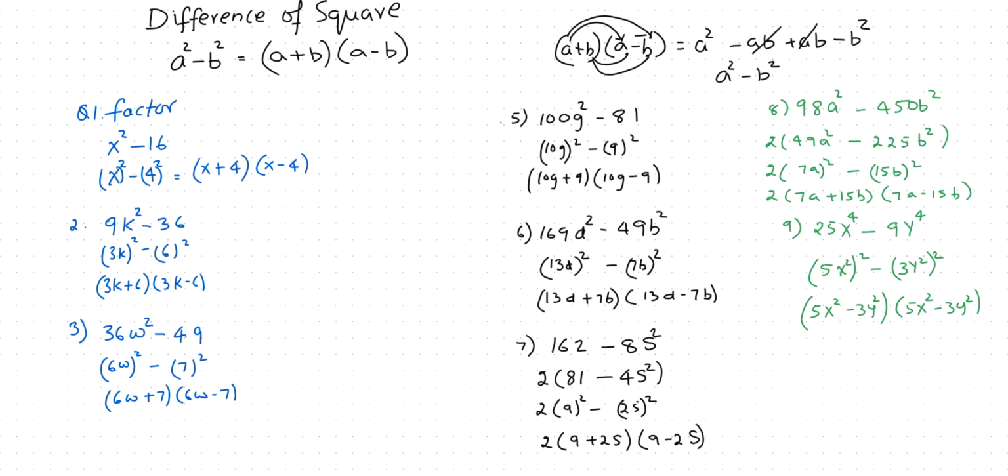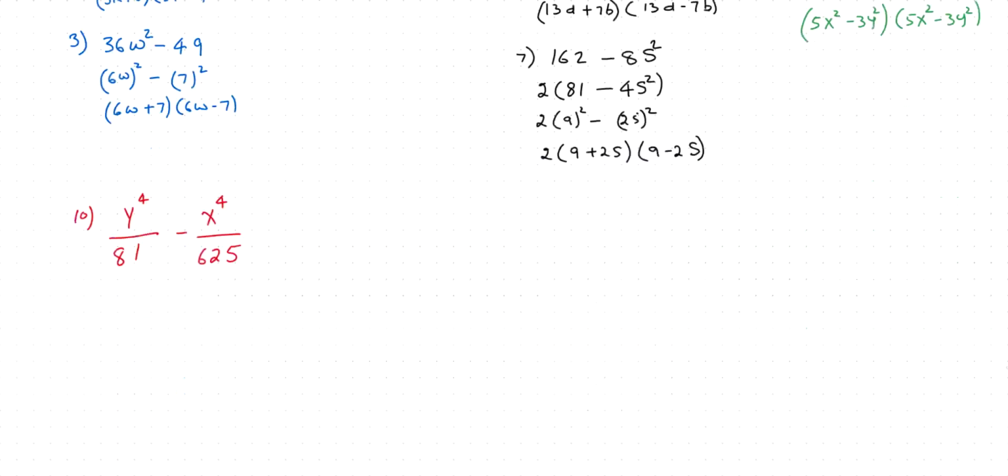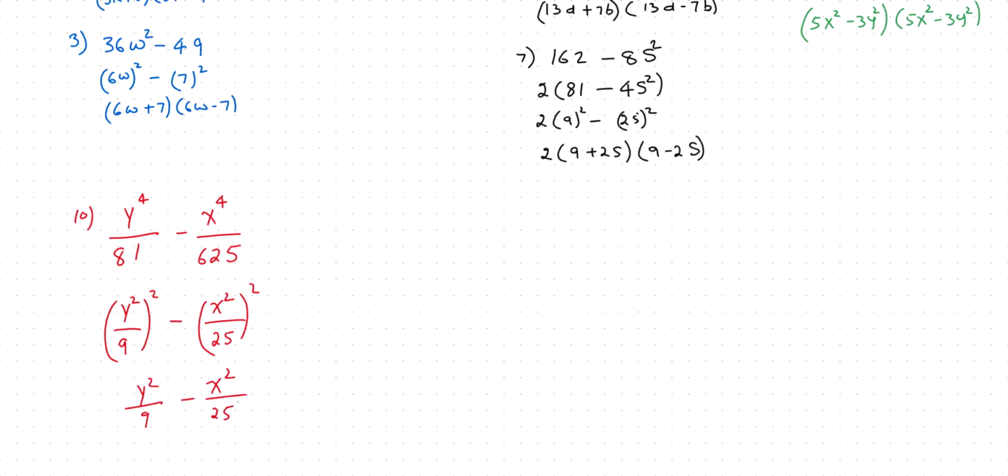Okay, and the last question is: first we write both expressions as squares. So y⁴ over 81 we write as (y²/9)², and x⁴ over 625 is (x²/25)². Think of this whole bracket as a and this as b. So a − b, we write y²/9 − x²/25, and another factor will be y²/9 + x²/25.